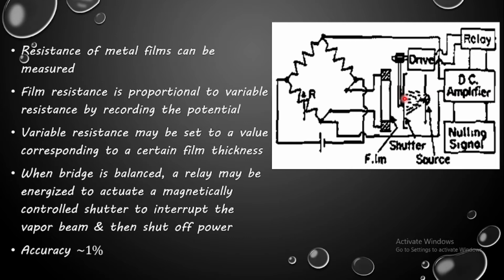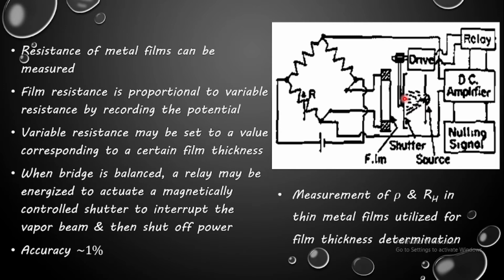Coming to the accuracy, it is approximately 1%, that is the accuracy in resistance, and due to the limited reproducibility of the resistivity-thickness relation used, accuracy may not be better than 5%. So this is a crude way to find out the thickness, and that's why, as we just saw, it is mainly used for comparison purposes and not for accurate calculation of thickness.